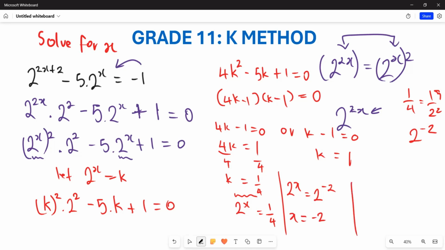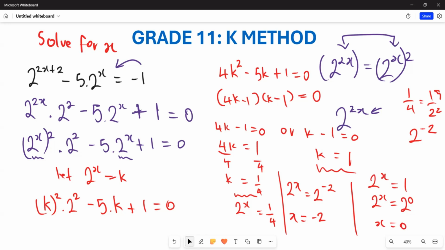Now on this one, remember here, your value of your k was equal to 1. So if your value of your k was equal to 1, what is it that you're going to do now? You're going to say, this is 2 to the power of x is equal to 1. And remember, 1 can still be represented in terms of 2 to the power of 0. So this is going to be the same as 2 to the power of x and 2 to the power of 0, which means your value of your x here is going to be equal to 0. So now this is how you solve this type of question.